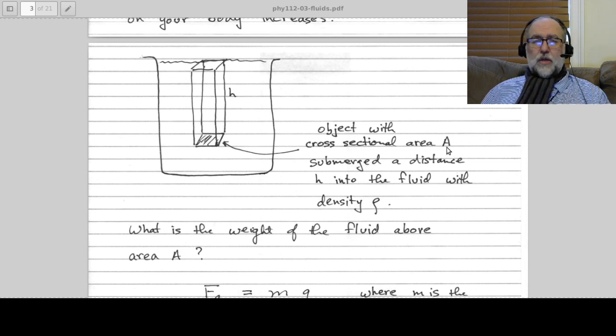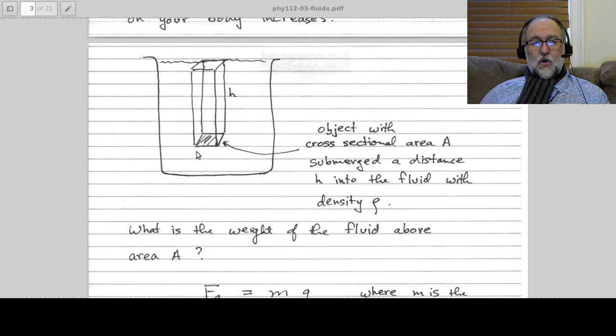Okay, so cross-sectional area means, if you were to just look down on the object, it would have some area associated with it. I know it's three-dimensional, but just look down on an object, and you would see that no matter what the outline is, it has some area associated with that perimeter, okay? I drew it here as a square because it's easy to see, okay? So that square, which I've hashed in there, has some cross-sectional area A, okay? Now, it's submerged in the fluid, and it's submerged at a distance H, which I have there, okay?